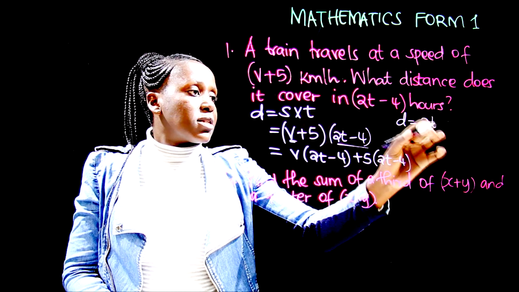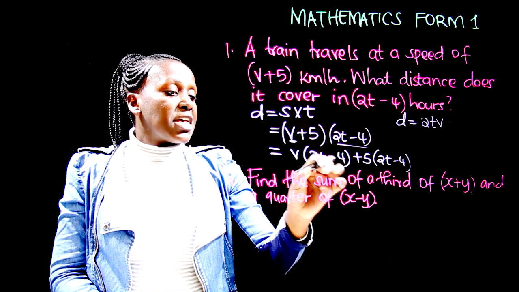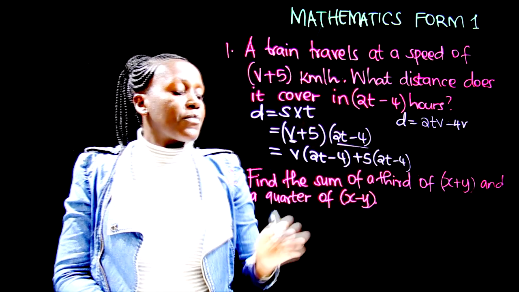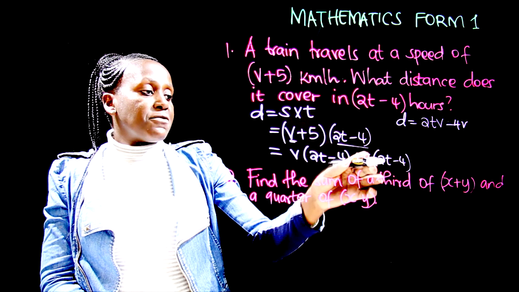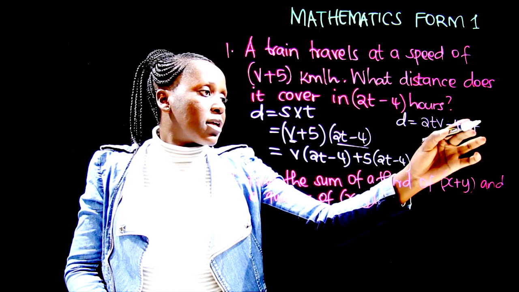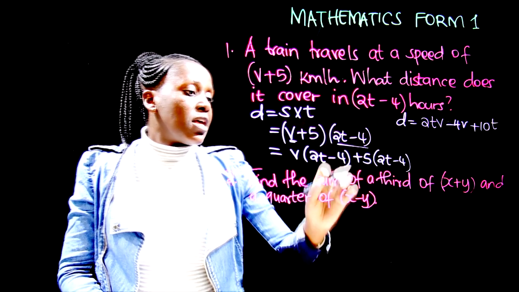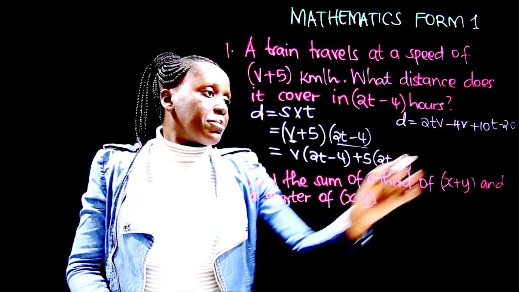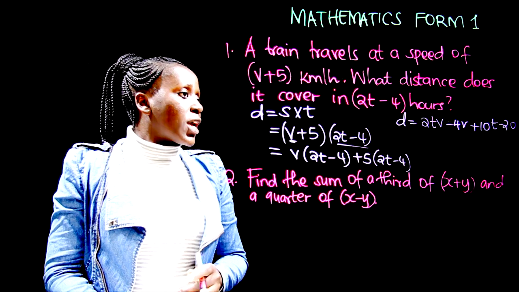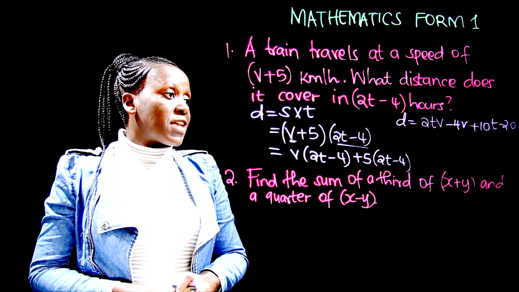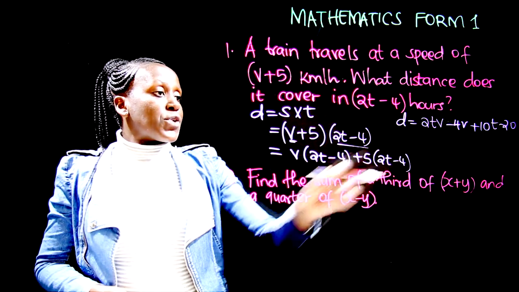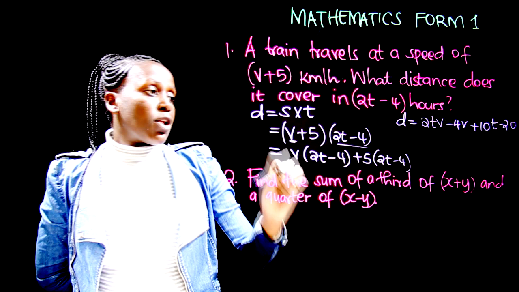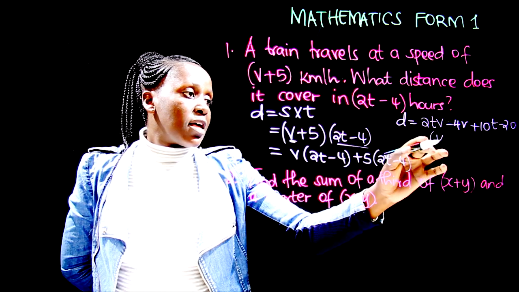So our distance will be equal to v times 2t will be equal to 2tv, then v times negative 4 will be negative 4v. Then plus 5 times 2t will be 10t. Then 5 times negative 4 will be negative 20. So looking at these terms, we do not have any terms that are common. So this is going to be the expression of these terms. And because we are dealing with kilometers, the units will be kilometers.